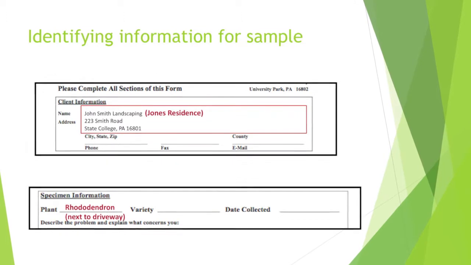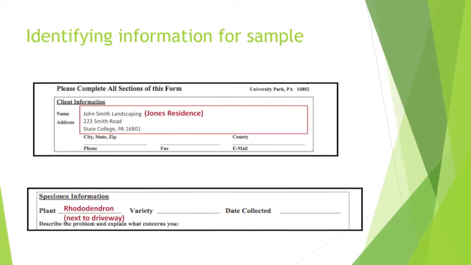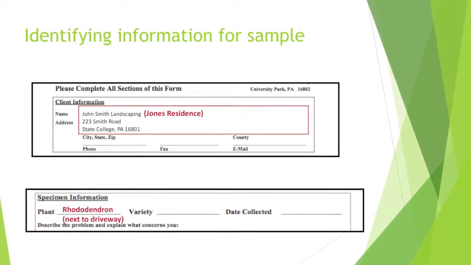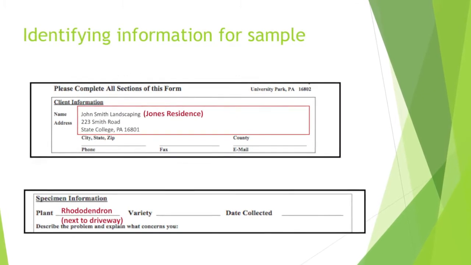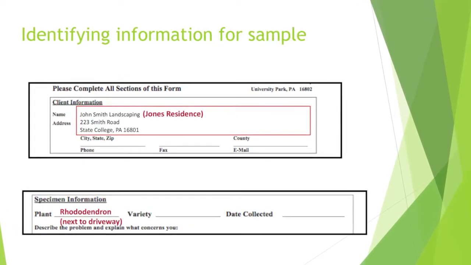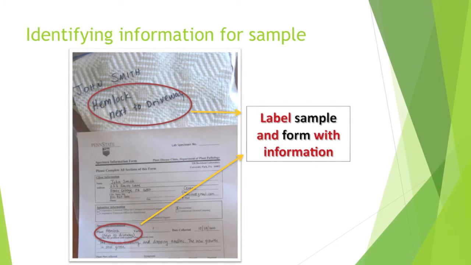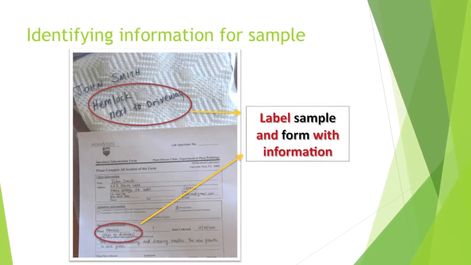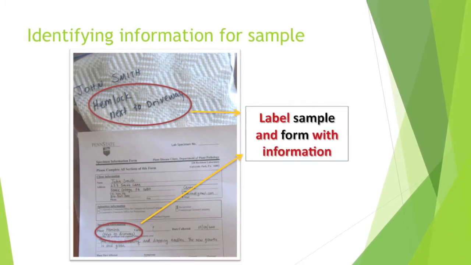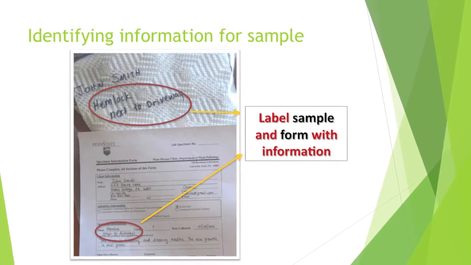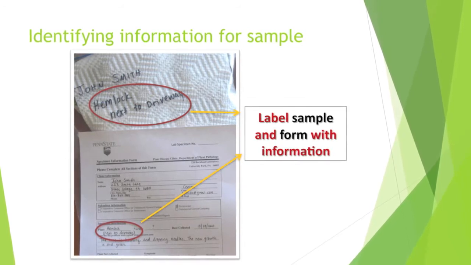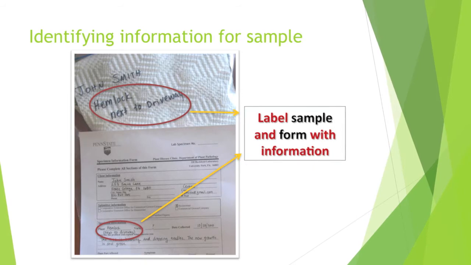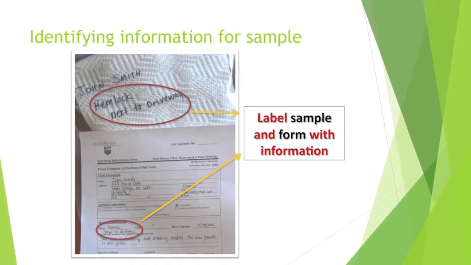Include any identifying information for the sample on the front of the form in the client section or next to the name of the plant, such as a client name or a location of the plant. Label both the sample and the form with any identifying information. This is important if you are sending two samples of the same type of plant, such as a hemlock, from different locations on a property, such as next to the driveway and in the backyard.